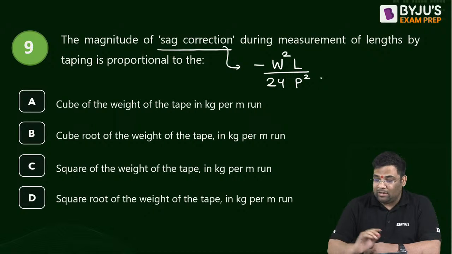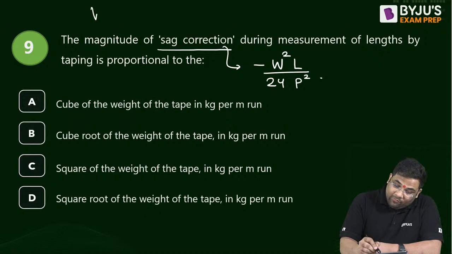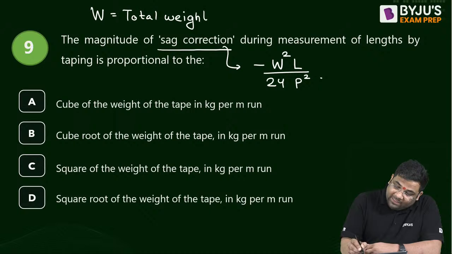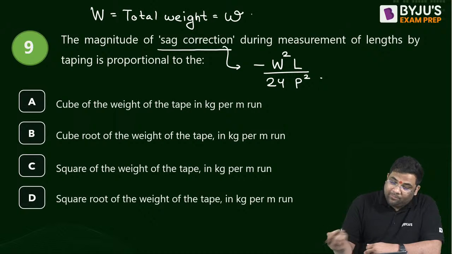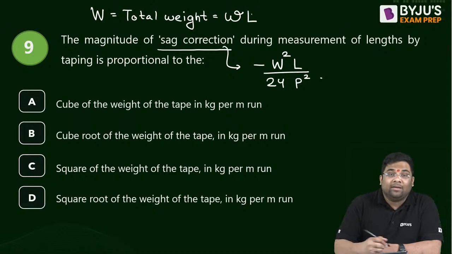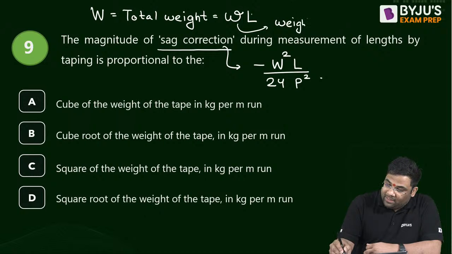Right? This is the original formula, where W is the total weight. Now this total weight can be written as weight per unit length into L.